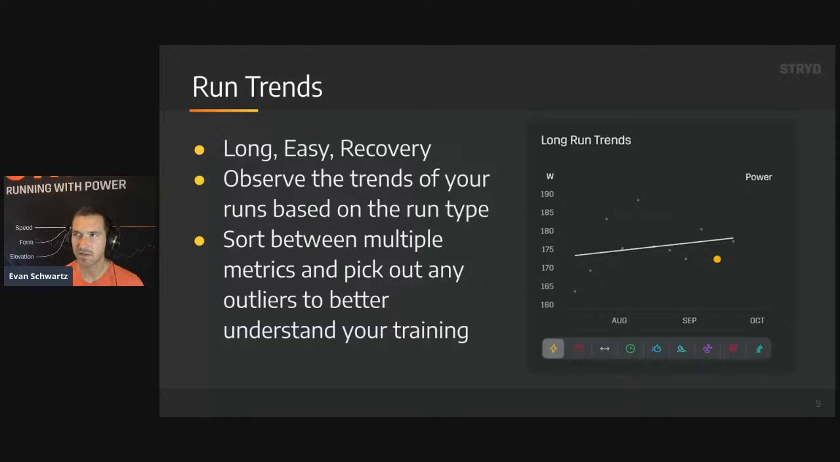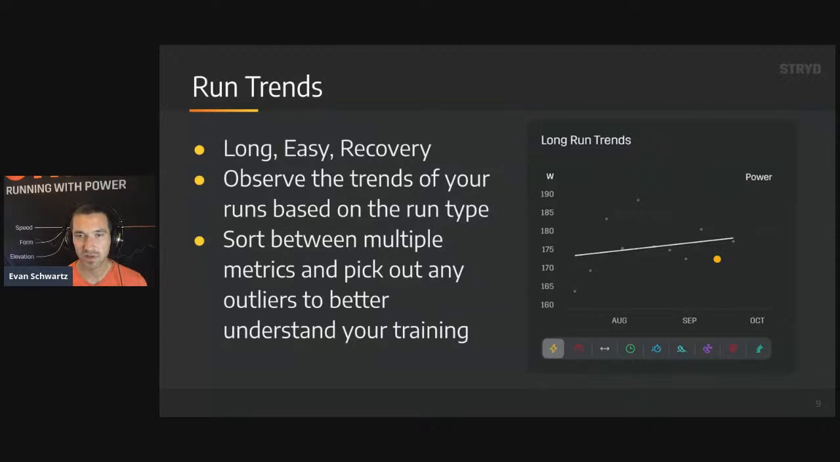If we're looking at things like intervals, a fartlek workout, a threshold, a tempo, not every run can just be compared by a general run type, but we feel that different run types like long runs, easy runs, recovery runs, you can compare those pretty equally and investigate those trends over time. So you can also sort between multiple metrics and pick out any outliers to better understand your training.